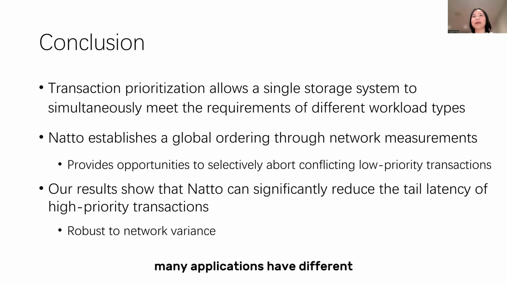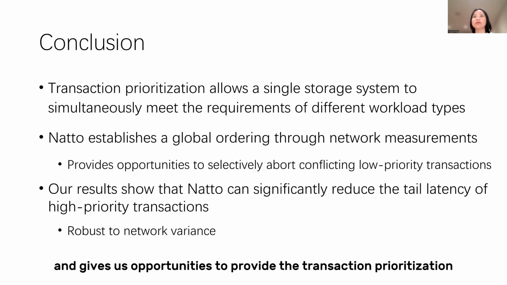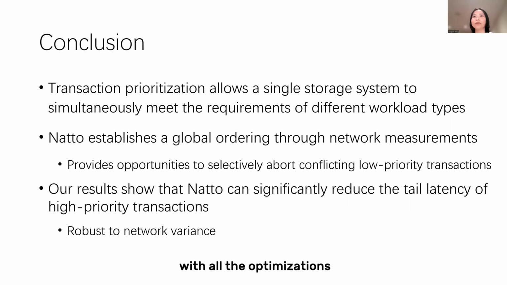In conclusion, many applications have different latency requirements for different transaction types. To meet such requirements, it is critical to support prioritization. Natto does this in a distributed way. By using network measurements to estimate the transaction arrival time at the furthest partition, it establishes a global ordering of the transactions and gives us opportunities to provide transaction prioritization. With all the optimizations, Natto can significantly reduce the tail latency of the high-priority transactions, and it is robust to network variance. Thank you.